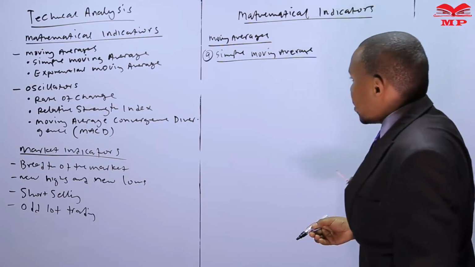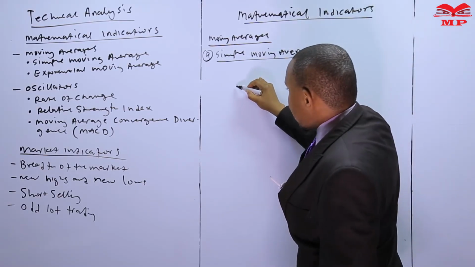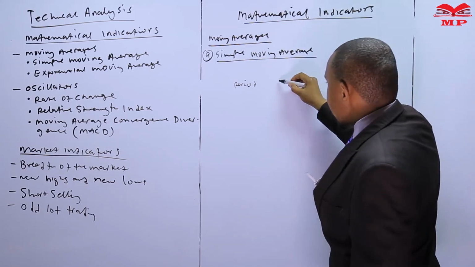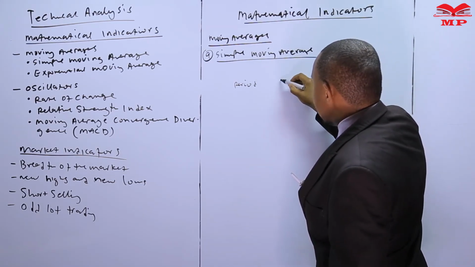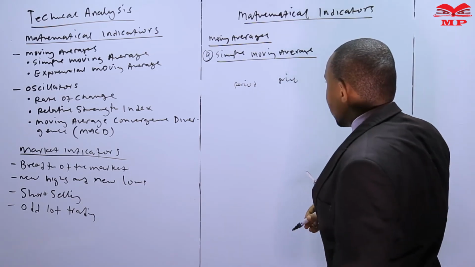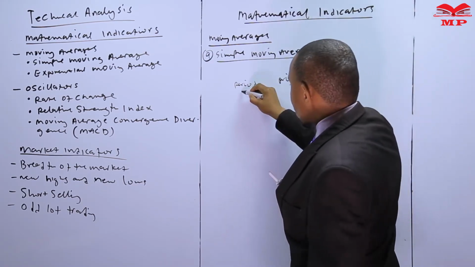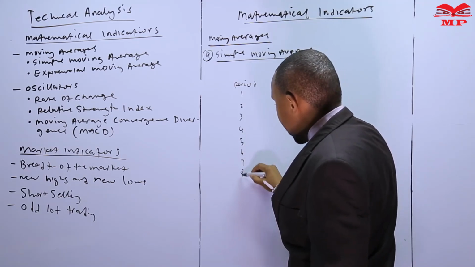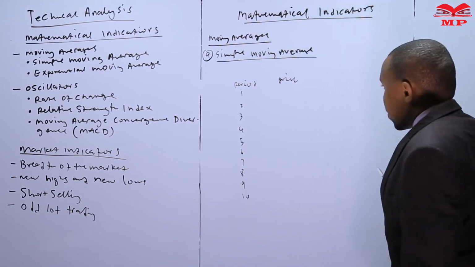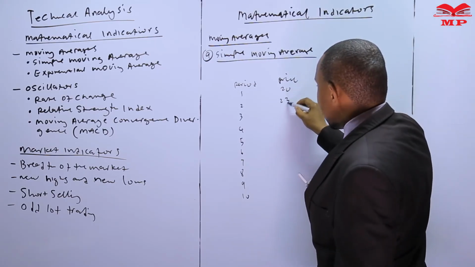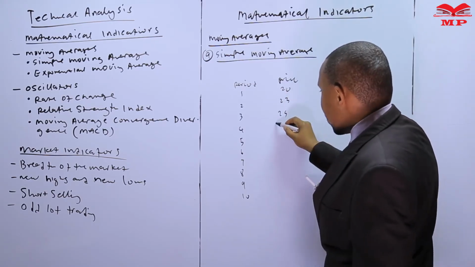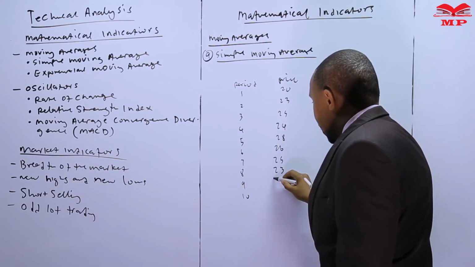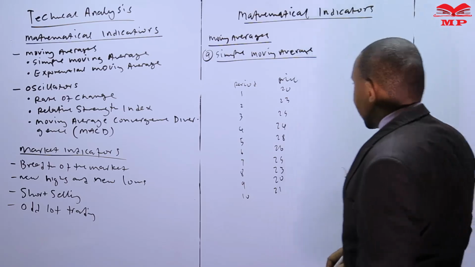Here, we have the period given, and then we have the price of the security. The periods are 1, 2, 3, 4, 5, 6, 7, up to 9, 10. The prices here are 20, 23, 25, 24, 28, 26, 25, 23, 20, and 21. These are just hypothetical examples.